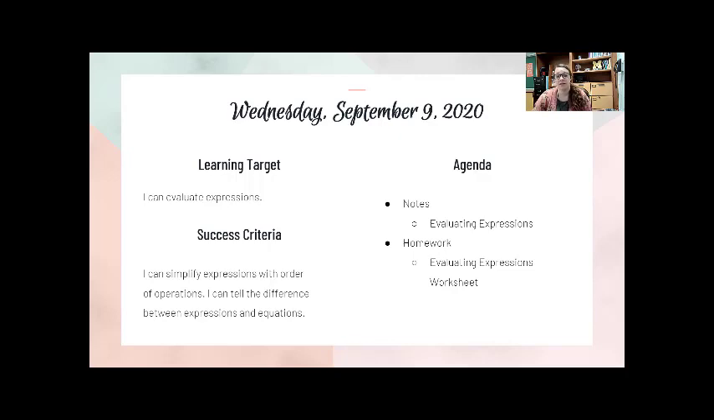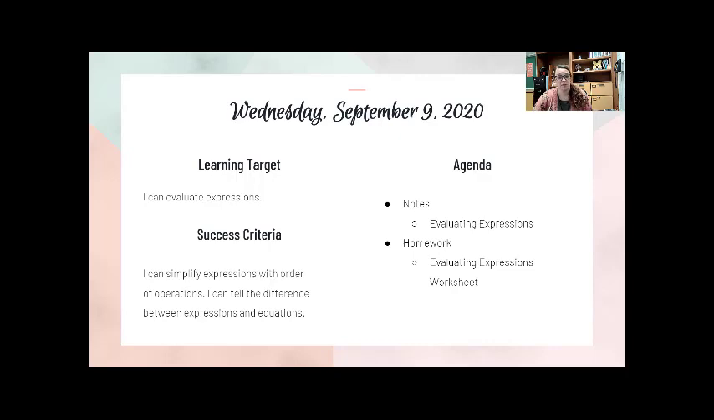Our learning target is that you'll be able to evaluate expressions by the end of this lesson, and you'll do that by simplifying expressions with order of operations and telling the difference between expressions and equations. We're going to look at our homework from yesterday and see what answers those had, see what questions you had on those, and then we'll look at notes on evaluating expressions, and we'll do a worksheet today.